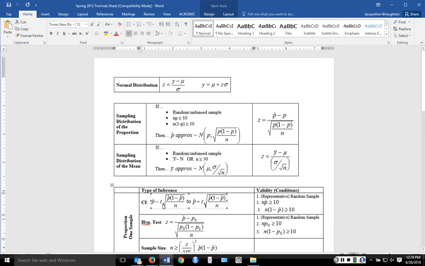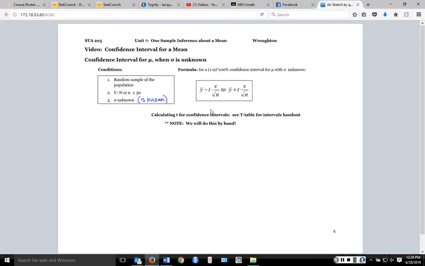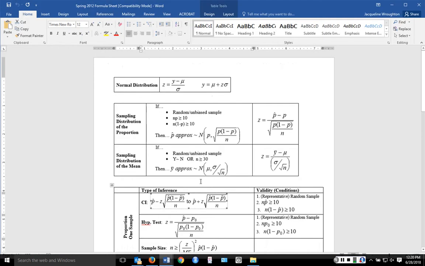Here we have a z show up, and instead here we're going to have a t show up because of that population standard deviation being unknown. Here when we have s over the square root of n, that's our estimated standard deviation of y bar. For our confidence interval for a categorical variable, this whole square root was the estimated standard deviation for p hat. So it is following a similar format, even though I know the formula itself looks quite different.